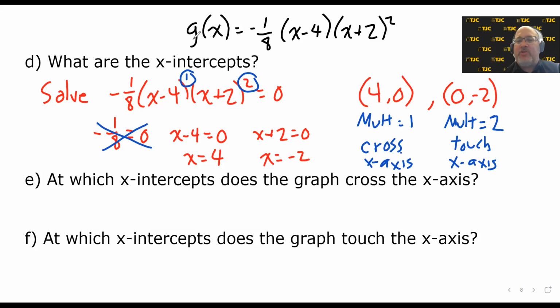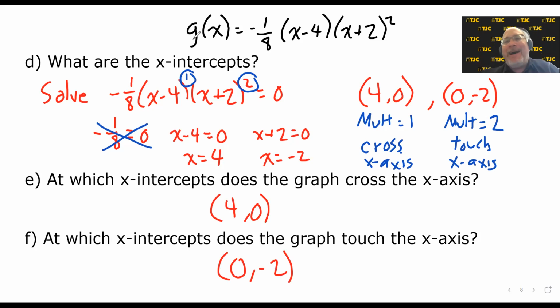At which x-intercepts does the graph cross the x-axis? At (4, 0). At which x-intercepts does the graph touch the x-axis? (0, -2). And by the way, they might all cross and they might all touch, but sometimes it's a combination of the two. All right, now we're going to put it all together and make the graph.